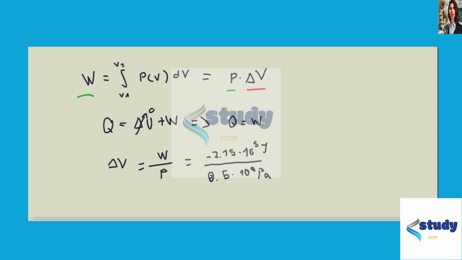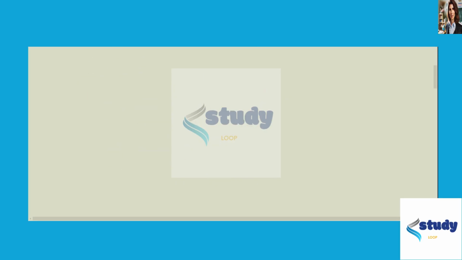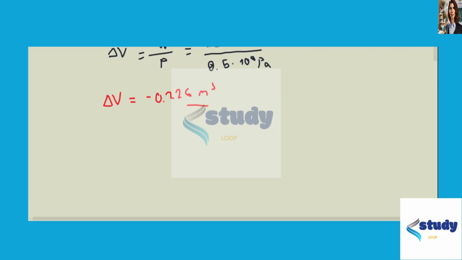So this, when we put these values into a calculator, we obtain that the change in volume is equal to negative value, minus 0.226 meters cubed. And this is the final solution for this problem.